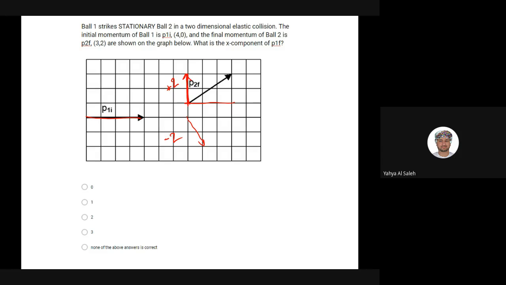You can see it graphically. Since initially you had 0, nothing, your final needs to be 0. So if one of you has +2, the other one needs to have -2, so that the total is still 0.